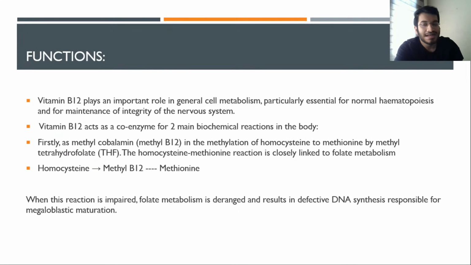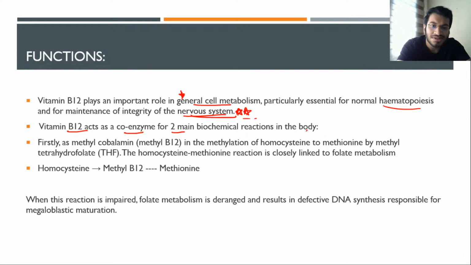Now, functions of the vitamin B12. Vitamin B12 plays important role in general cell metabolism, particularly essential in the normal hematopoiesis and maintenance of the integrity of the nervous system by formation of the myelin sheath. Vitamin B12 acts as a coenzyme for the two main biochemical reactions in the body.